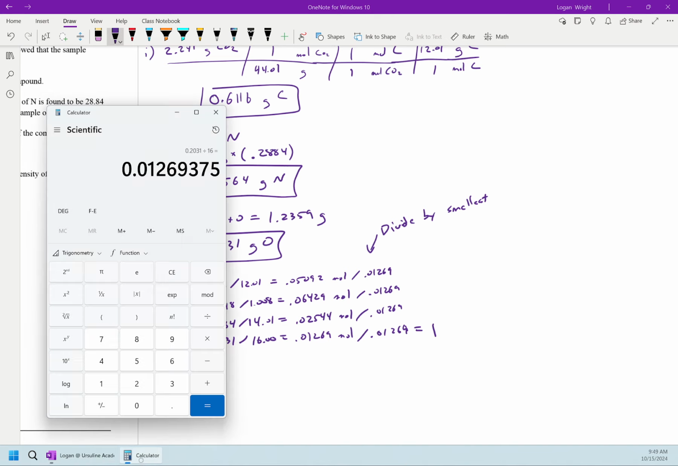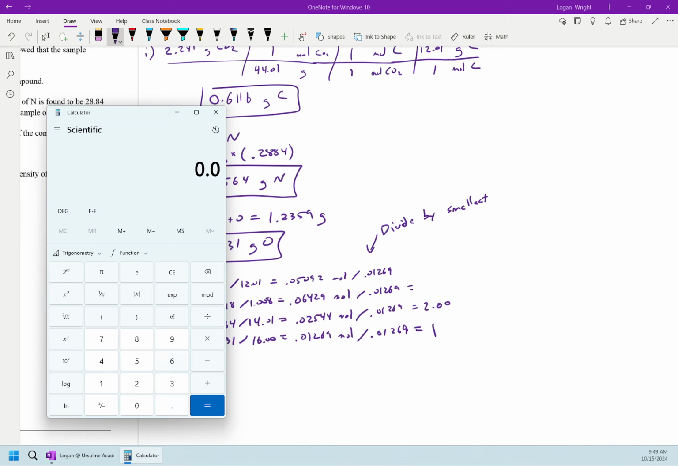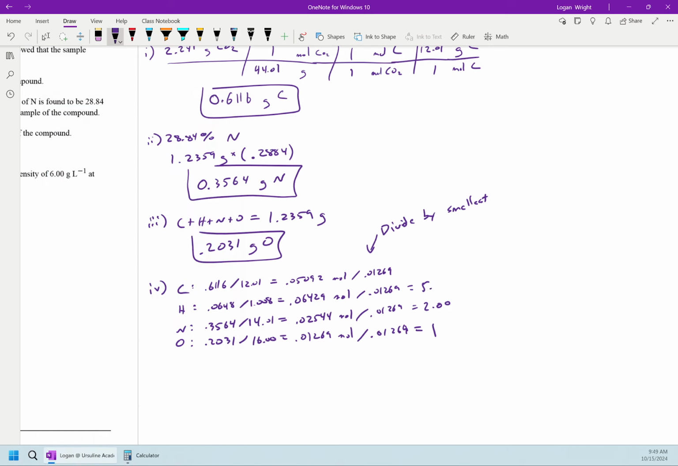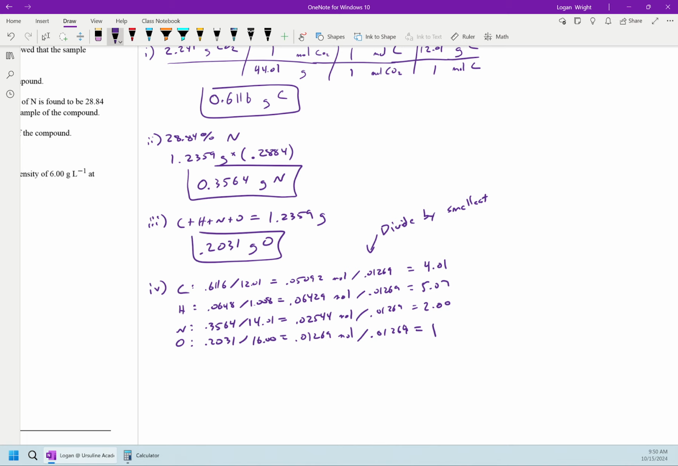So that one is a 1. 0.02544 divided by 0.01269 gives me 2.00. If I take 0.06429 divided by 0.01269, it gives me 5.07. And if I take 0.05092 divided by 0.01269, 4.01. So each of these is noticeably quite close to a whole number.